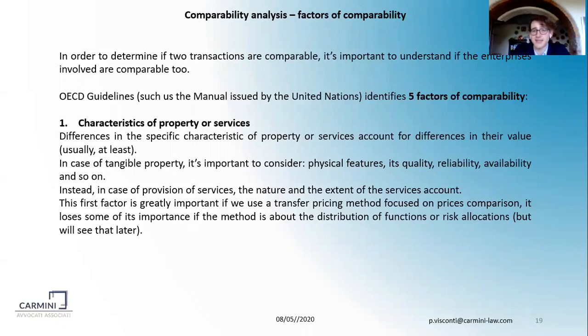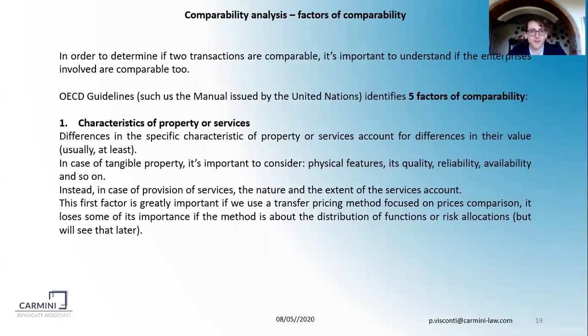After that, the OECD guidelines provide some key factors in order to find a comparable transaction, the so-called factors of comparability. These factors are the same in the OECD guidelines and in the manual issued by the United Nations. The first one is the characteristics of the goods sold and the services provided. This factor is quite important in a transaction that involves physical goods and the provision of services. The characteristics of the goods are quite easy to understand: the physical features, quality, and so on. In the case of services, they are the nature and the extent of the services.